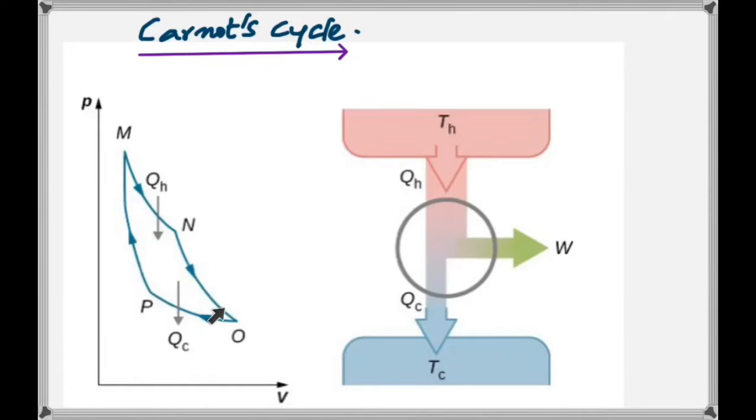NO. Tell me this. MN or NO? Which one has a higher slope? Surely you remember that an adiabatic has a bigger slope than an isothermal, do you? So, is this an expansion or a compression? Still an expansion, but it's an adiabatic expansion. So, MN is isothermal expansion, NO is adiabatic expansion, right?